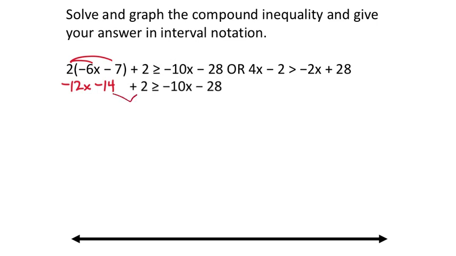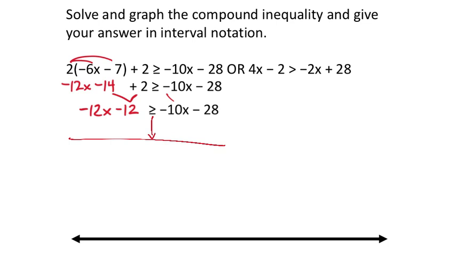Combining like terms, negative 14 plus 2 is negative 12. So I now have negative 12x minus 12, and that's greater than or equal to negative 10x minus 28. Principles of equality. Now I'm going to do this one with some purpose.